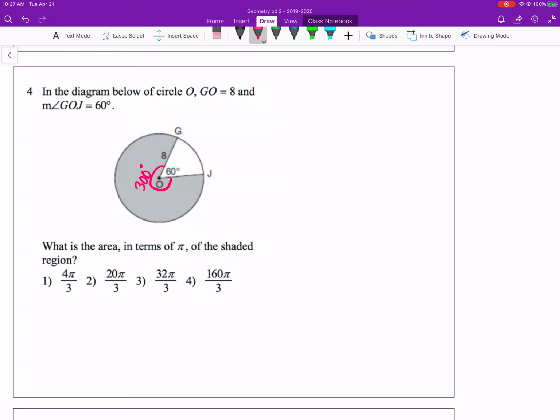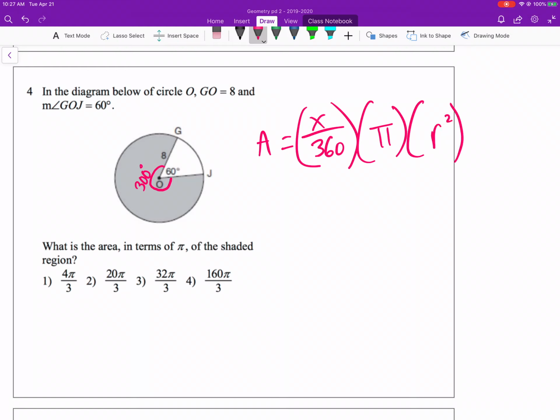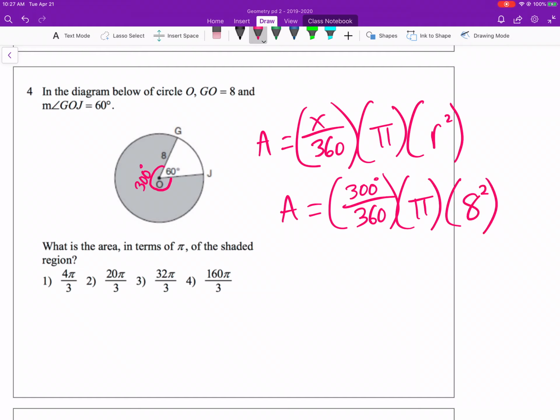So let's substitute. Our formula, x over 360 times pi times the radius squared. So your central angle is equal to 300 degrees. A lot of students would use 60 over 360 times pi times the radius for the circle, still the same for the non-shaded and the shaded, same radius, times 8 squared.